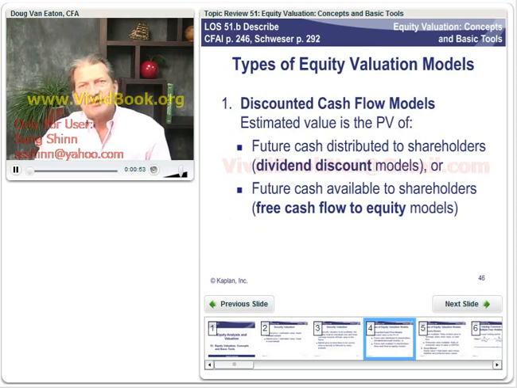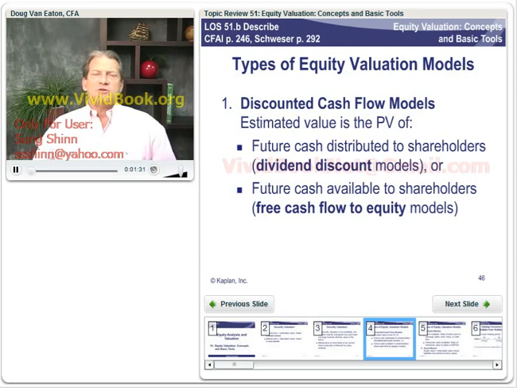So now let's look at our types of equity valuation models. First one is our discounted cash flow model, and that's really our workhorse model of financial asset valuation. We just estimate the future cash flows that will be distributed to shareholders. In the case of bonds, we do it the same way, right? Take the present value of the expected future cash flows. So now we can take the expected future cash flows on equity securities, come up with the proper discount rate, take the present value of those, and that's our valuation model.